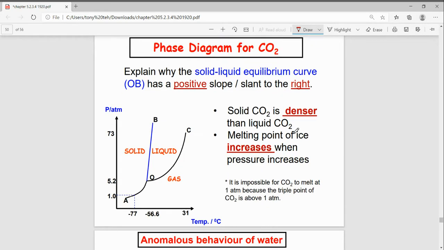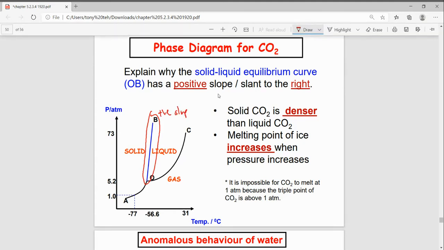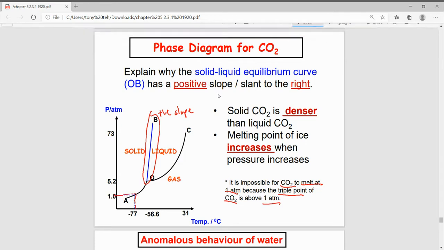Okay, now next one is carbon dioxide. For carbon dioxide, the solid is denser than the liquid. The melting point increases when pressure increases. Therefore, this part we have positive slope. Okay, now look at this. It is impossible for carbon dioxide to melt at 1 atm because the triple point of carbon dioxide is above 1 atm. So this one you must remember, the triple point for carbon dioxide is above 1 atm.